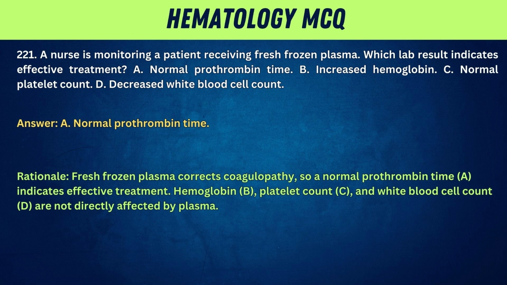221. A nurse is monitoring a patient receiving fresh frozen plasma. Which lab result indicates effective treatment? A. Normal prothrombin time. B. Increased hemoglobin. C. Normal platelet count. D. Decreased white blood cell count. Answer: A. Normal prothrombin time. Rationale: Fresh frozen plasma corrects coagulopathy, so a normal prothrombin time, A, indicates effective treatment. Hemoglobin, B, platelet count, C, and white blood cell count, D, are not directly affected by plasma.